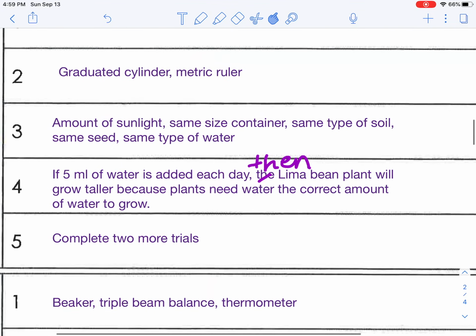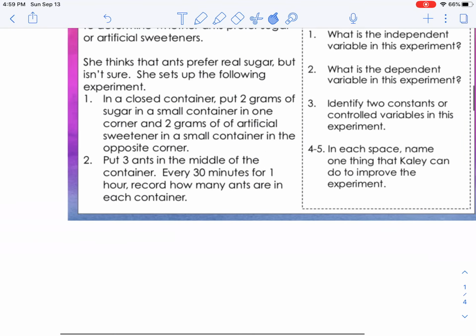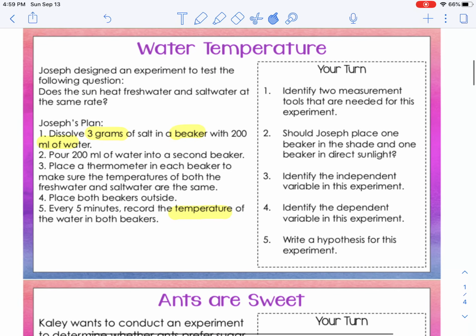All right, we have a beaker, a triple beam balance, and a thermometer. So make sure you have that correct. Should Joseph place one beaker in the shade and one beaker in the sunlight? What do you think about that? His question is, does the sun affect the heat of the fresh water and salt water at the same rate? So you can't place one in the shade and one in the sun because you're testing the sun.